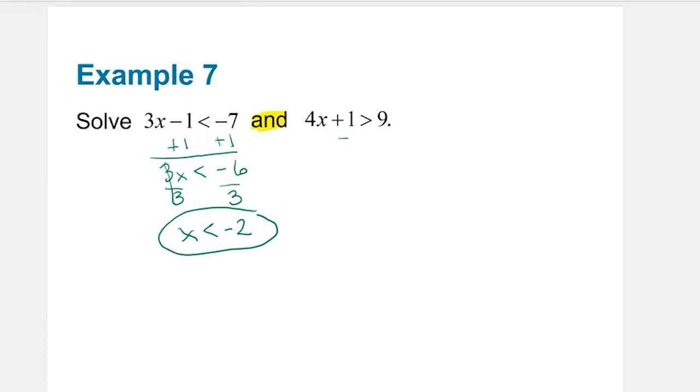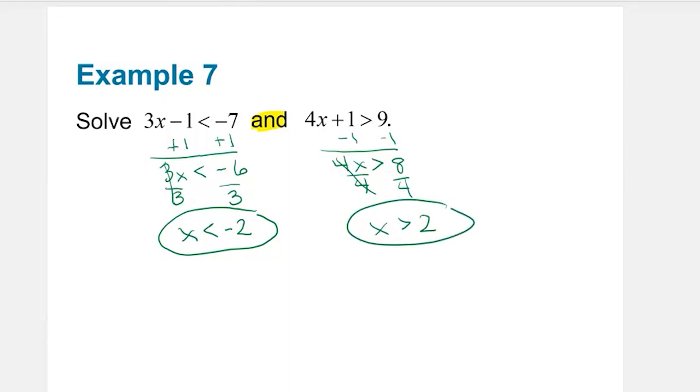And here, let's subtract 1 from both sides, which gives me 4x is greater than 8. I'm dividing by a positive 4. And I get x is greater than 2. And in between them, I have an and. Now with ands, we have an intersection, right? So if we want to graph this, which I really recommend you all do, so you can see what exactly is happening.